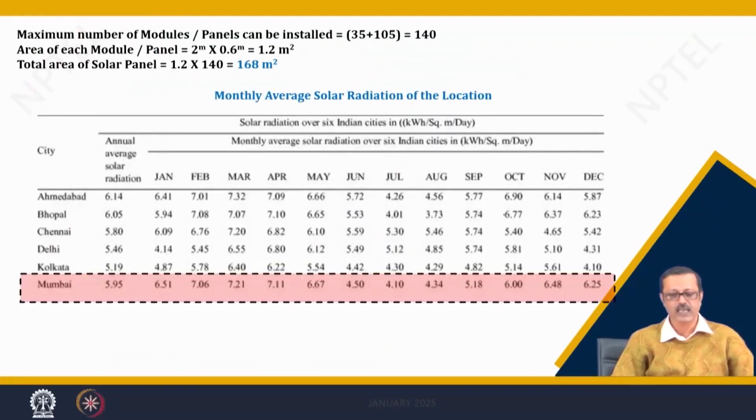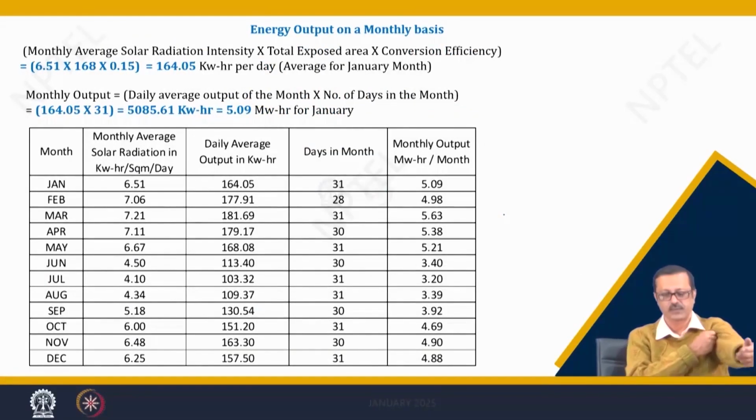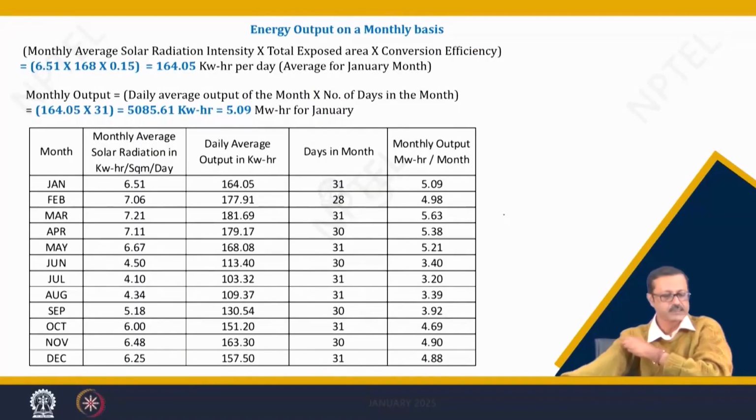So in total, 140 panels can be accommodated in that particular rooftop facing south. Each module size is 2 meter into 0.6 meter, so 1.2 meter square. So the total panel area is almost like 168 meter square. I am in Mumbai, so I will use this data. Now, let us see how I have calculated this data.